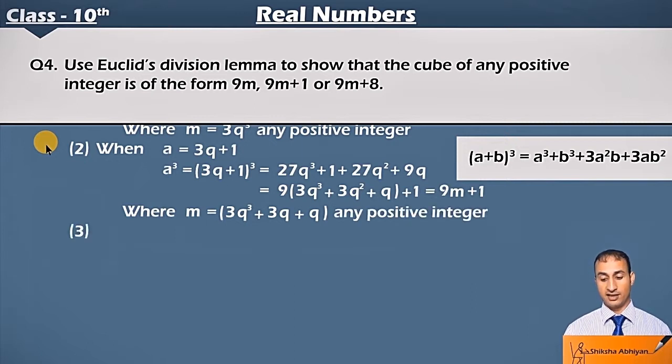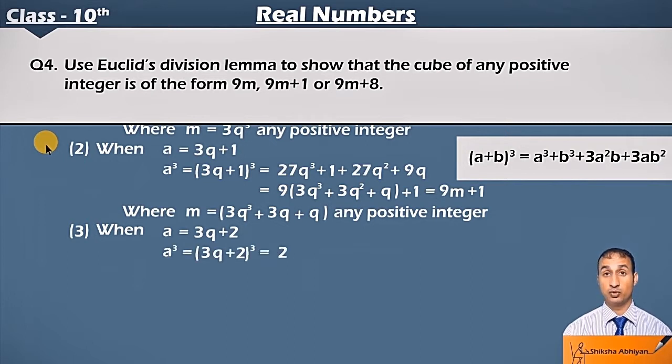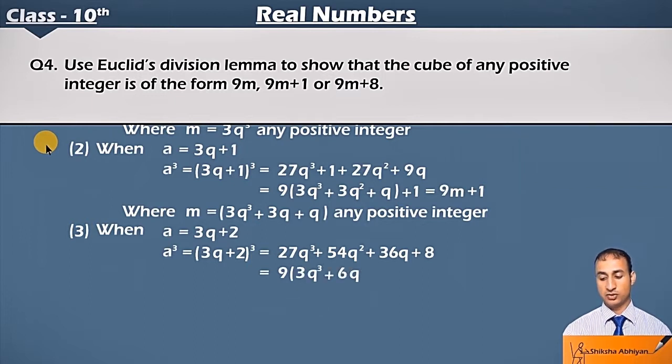Now see the third and the last case, when a is equal to 3q plus 2. So a cube will be 3q plus 2 whole cube. Again expand, that will become 27q cube plus 54q square plus 36q plus 8. Now student, from 27q cube plus 54q square plus 36q you can take 9 common, that will become 9 bracket 3q cube plus 6q square, 54 divided by 9 is 6, and 36 divided by 9 is 4q, and plus 8 here we will write as it is.